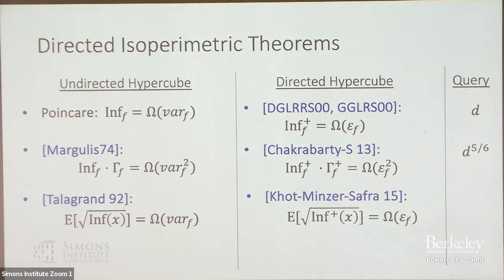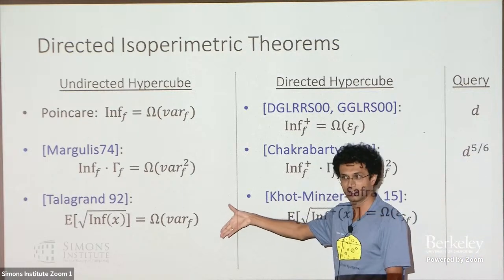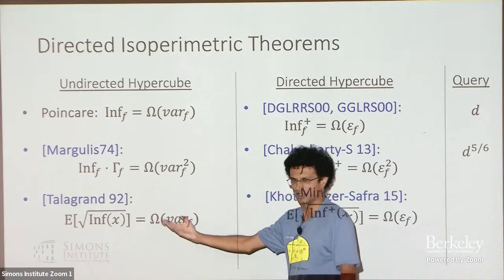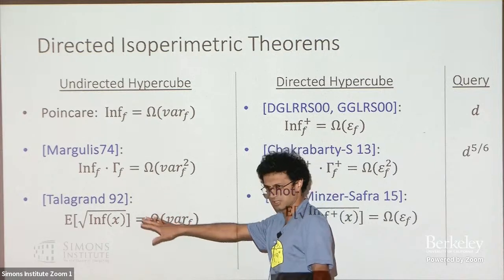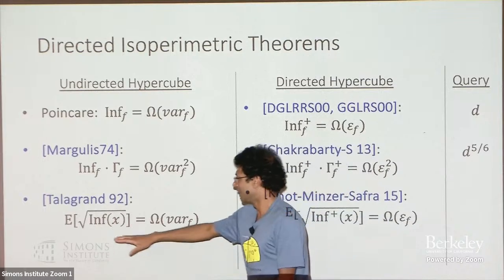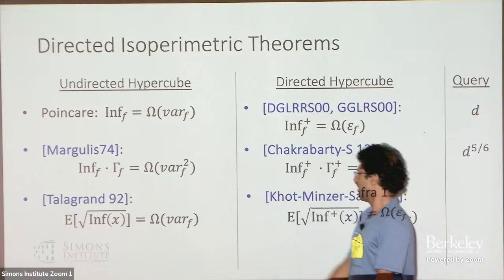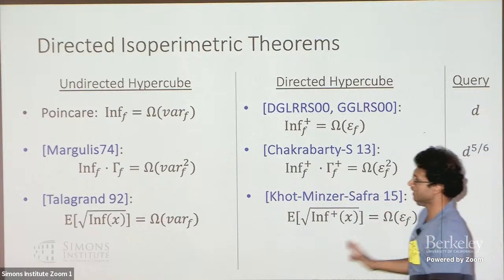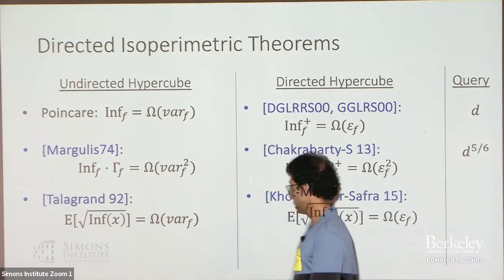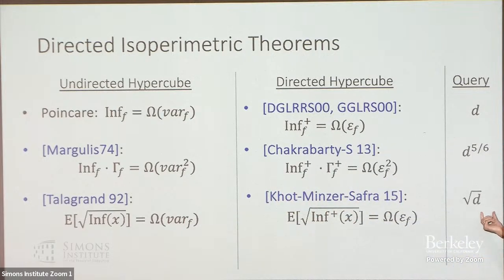And the culmination is this bound of Talagrand, which is this incredibly scary looking expression, the expectation of the square root of the influence. I don't know how we discovered that. Or actually, I have some idea, but you can ask me later. And this says this is omega the variance. And what Khot, Minzer and Safra did was essentially take that, put a plus over there and replace this with the distance to monotonicity. And that leads to the root t bound.